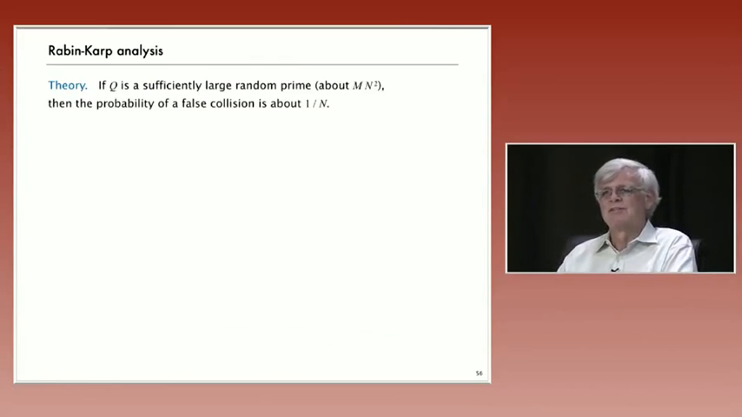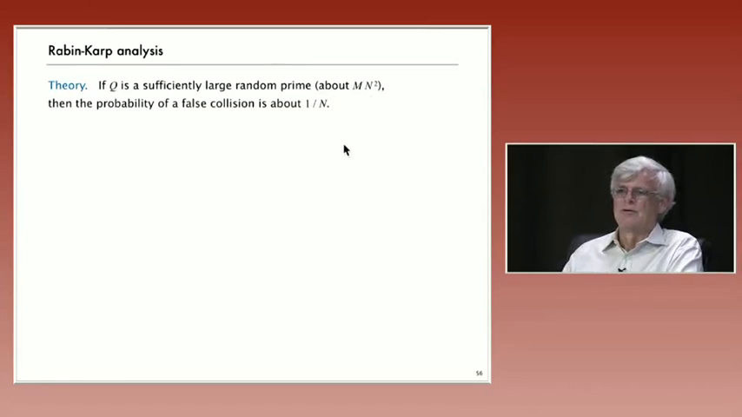So the theory says that if you take a sufficiently large random prime, say M N squared, and so a long value, maybe you can get that. And remember, N is huge. Then the probability of a false collision is about 1 over N. So in a billion things, you might get a false collision.